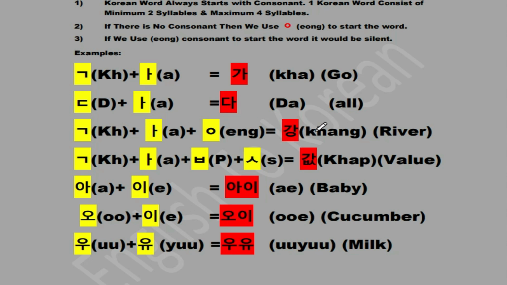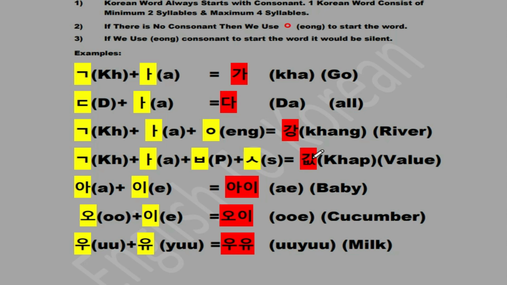Our third word is khang. If we break it into syllables, our first consonant is kyuk, and the voice is k. Plus, our second syllable is a vowel and the voice is a. Kha. Our third syllable is yang. K, a, yang. Khang.